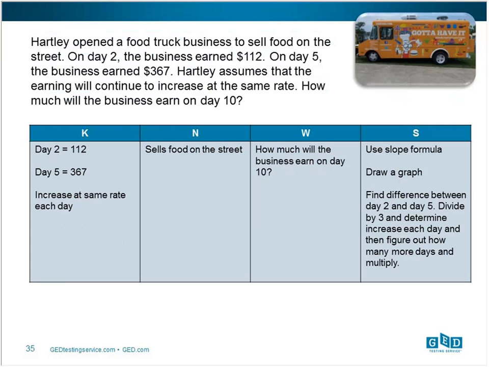Now, this particular one, for those of you who actually have spent time with either the mathematical reasoning item sampler or the free practice test, you probably recognize good old Hartley and his food truck business.